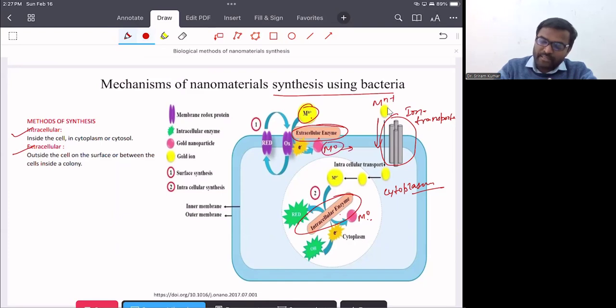And then there's a development of the nanoparticles. This enzymatic process is a cyclic process, and we will get the nanomaterial synthesized outside of the cell, or the cell wall or cell membrane absorbs that nanoparticle on the surface. So bacteria either undergo the intracellular mechanism or the extracellular mechanism. It depends on whether the enzyme is present on the cell membrane or in the cytoplasm.